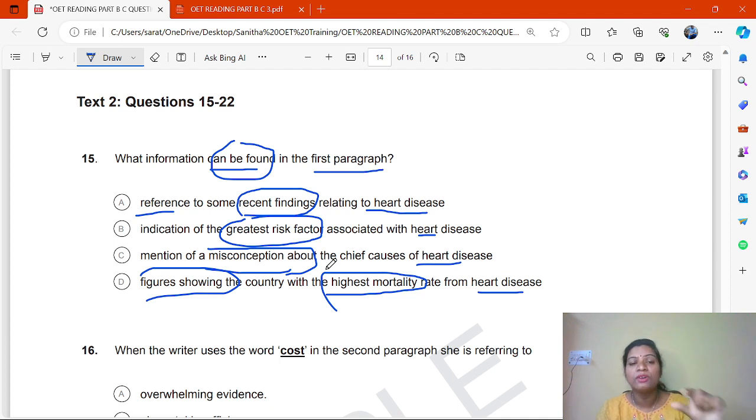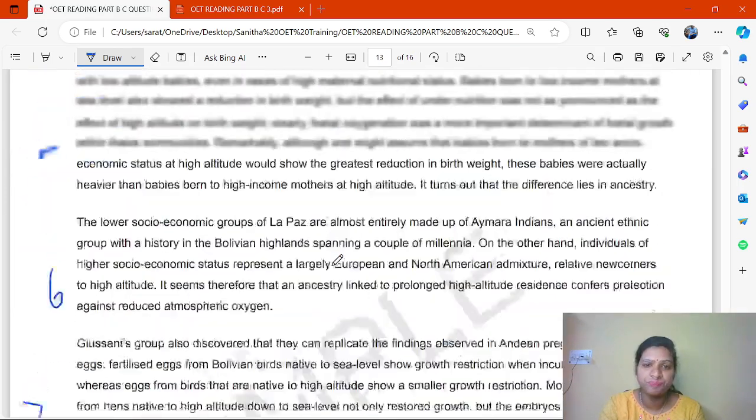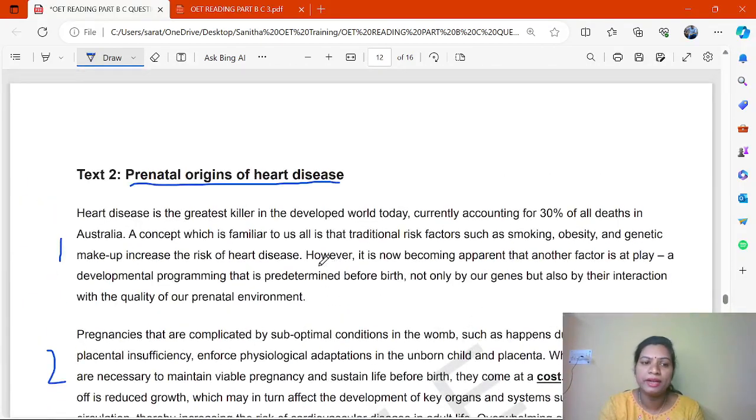Okay, see how I approach this question and you can understand how I got the answer in this 15th question. What information can be found in the first paragraph? See, reference to some recent findings related to heart disease. Okay, we are going to read the paragraph.